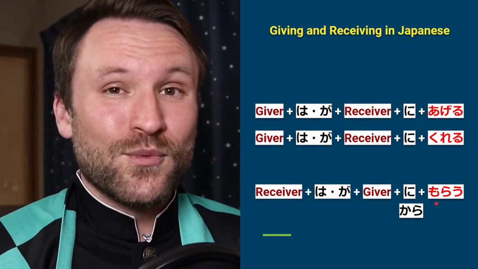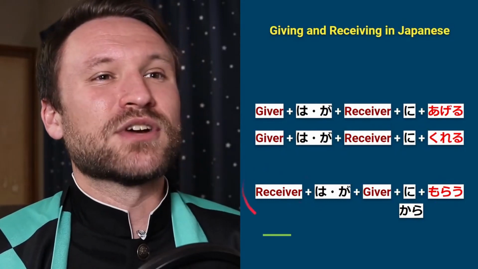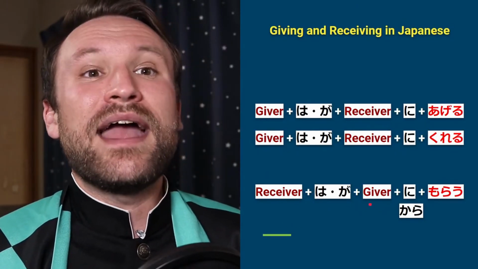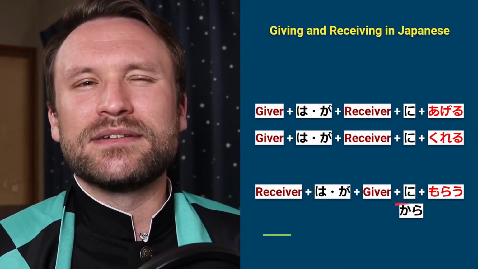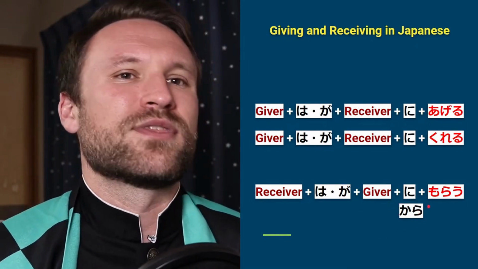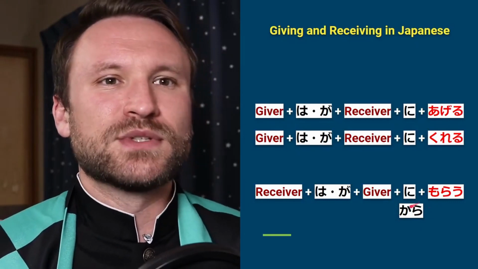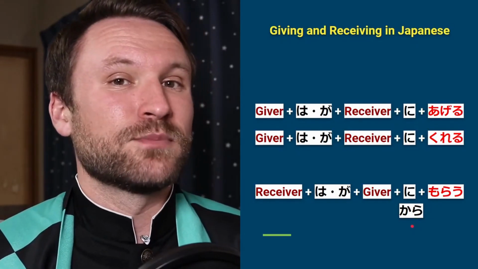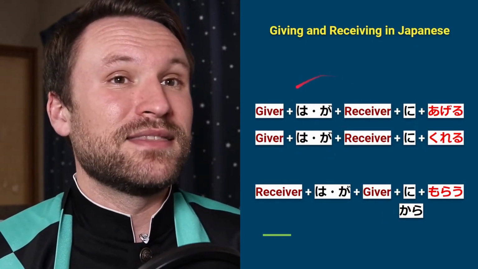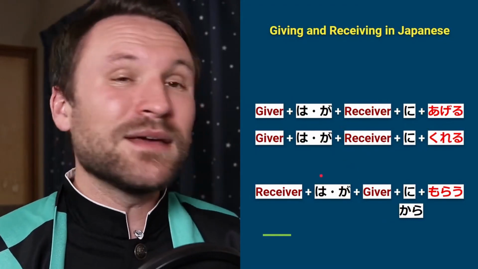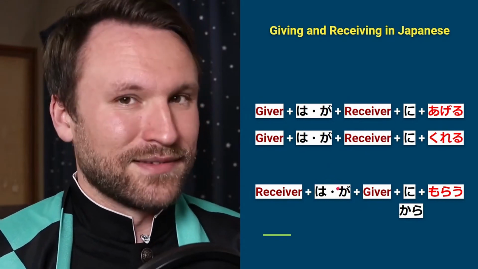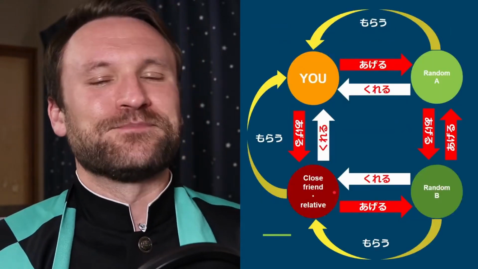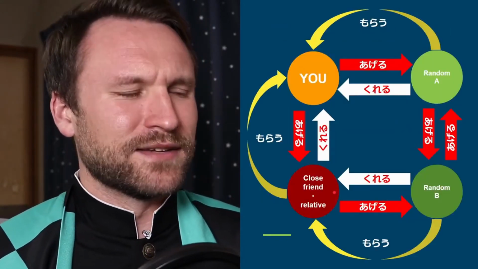For morau, which is to receive, the receiver comes first, marked by wa and ga, and the giver comes next, and you mark them with ni or kara. Kara is actually, I feel better using kara with morau. Yuki also tends to use kara more with morau, but ni is also perfectly fine. Also, I didn't put this in the formula, but any item that you're giving will be marked with the o particle. We'll get into that with the example sentences. Now, that's a little bit confusing.